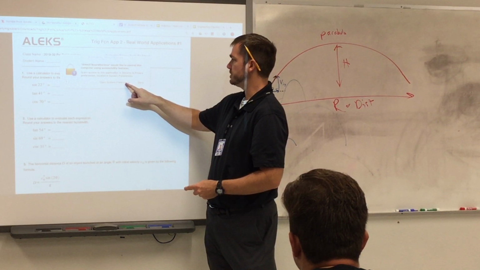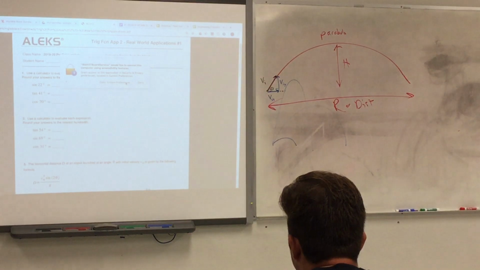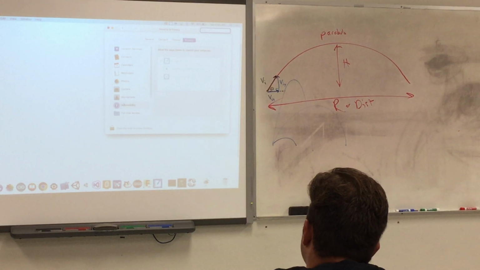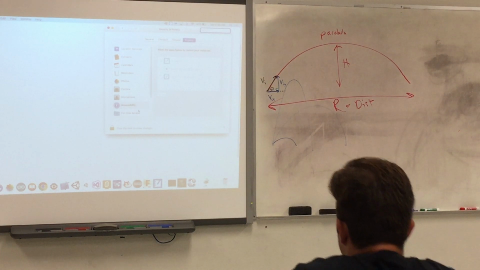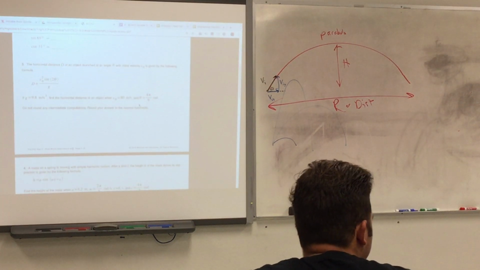SmartBoard would like to control this computer. Yes. Well, of course, it's not going to let me. That's how you feel trying to use Spotify. Give me 20 seconds. I can do this in a minute.